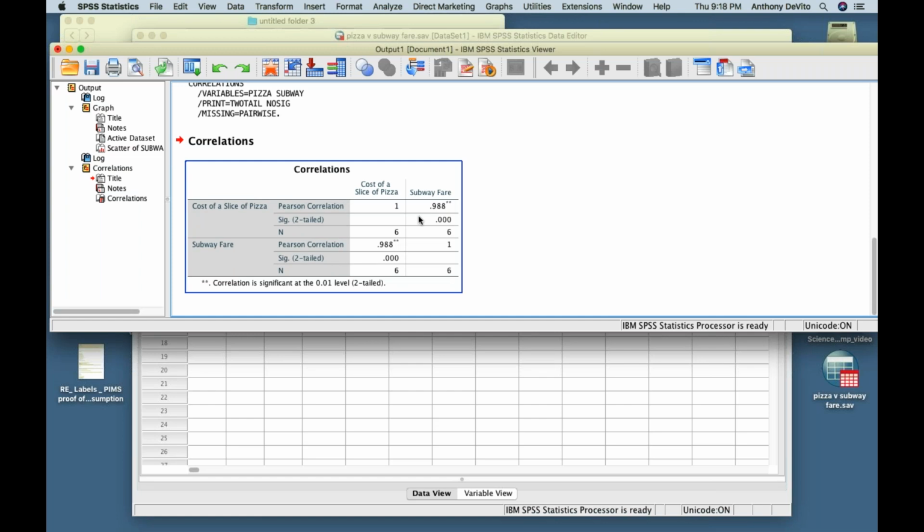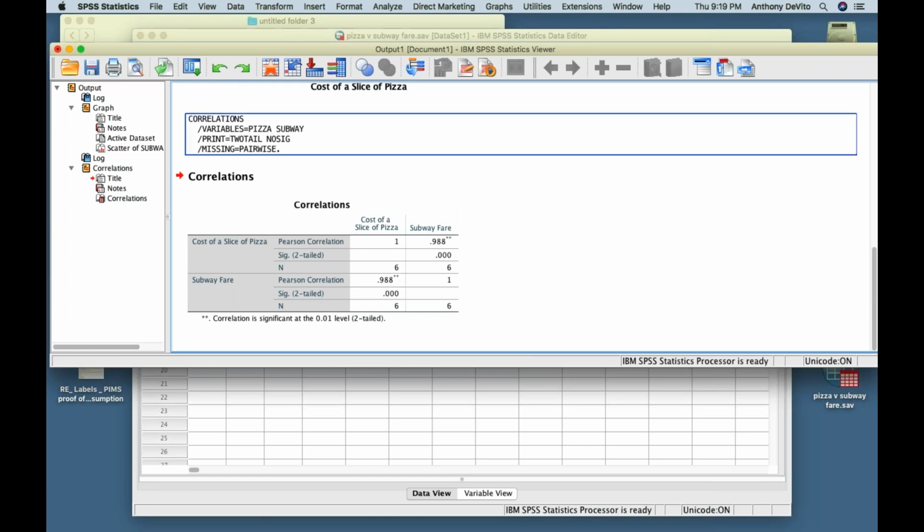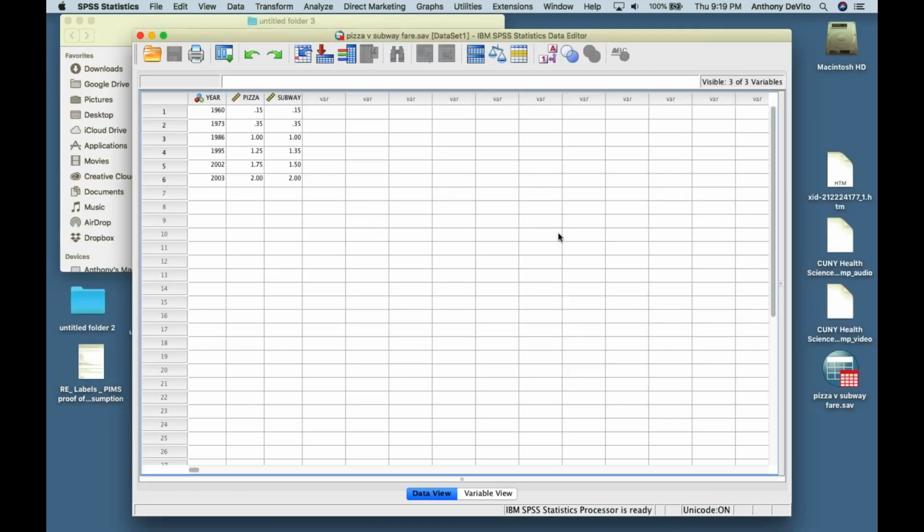So this is pretty interesting. It does a comparison twice: pizza versus Subway fare and Subway fare versus pizza. SPSS tends to do all permutations of any calculation anyway. So now that I've done that, I feel that there's a correlation. Maybe I suspect that there's some causality here. Now I'm going to close this because I don't think this is a very good one to really argue causality.